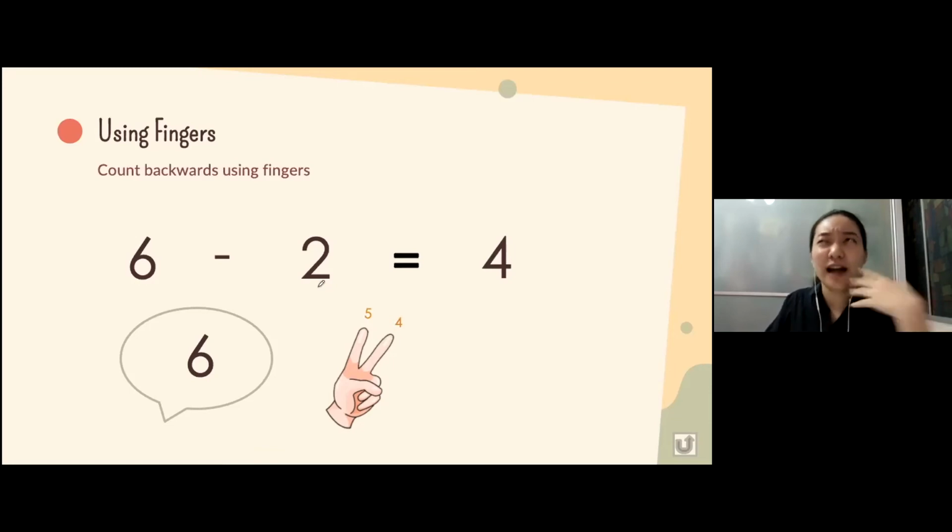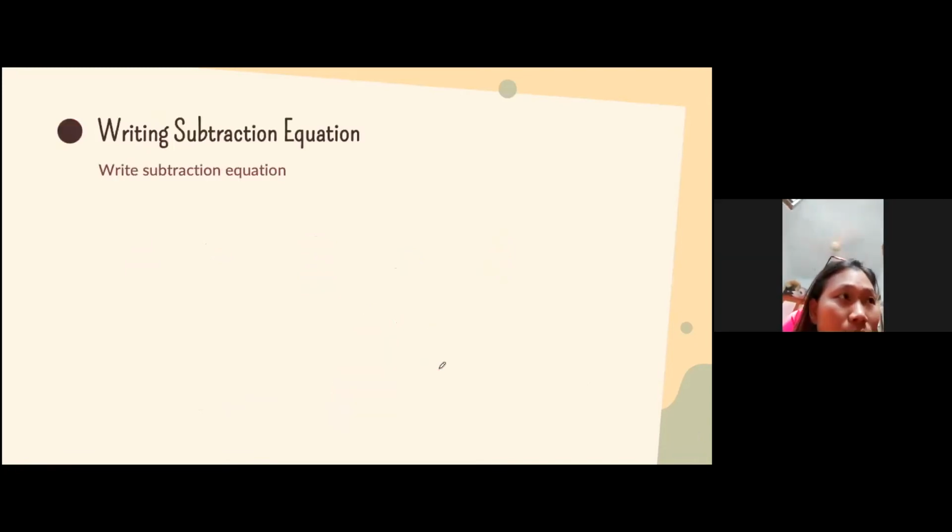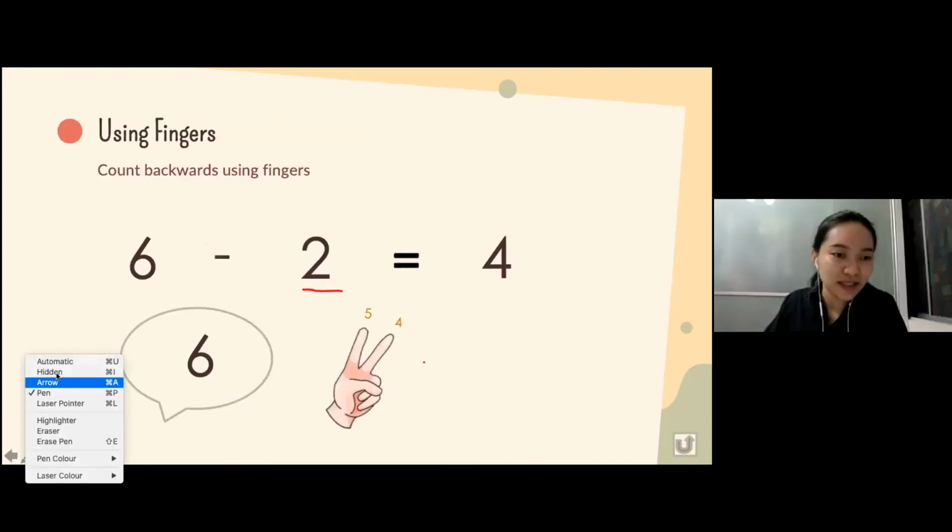So this kind of counting back, counting on strategy, remember, only applies when the subtrahend or the addends are smaller. So if it's 6 minus 5, there's no point to count back so many times, right? Okay, so this is using fingers.